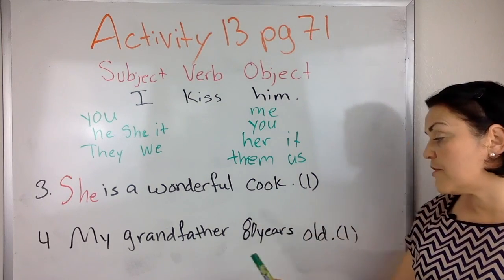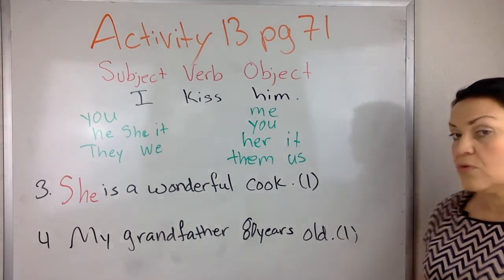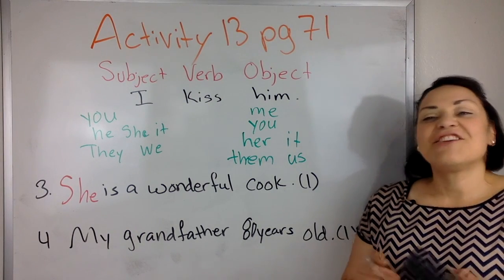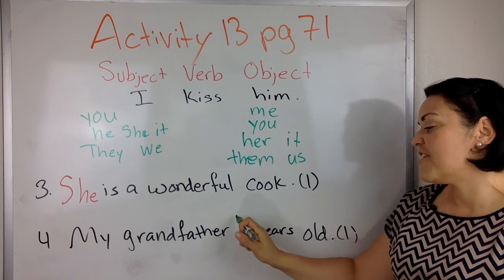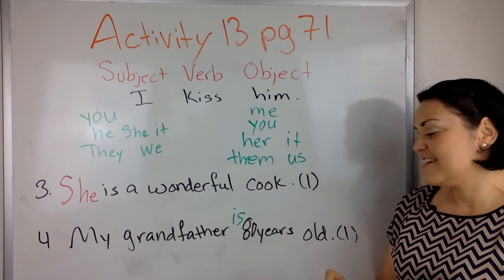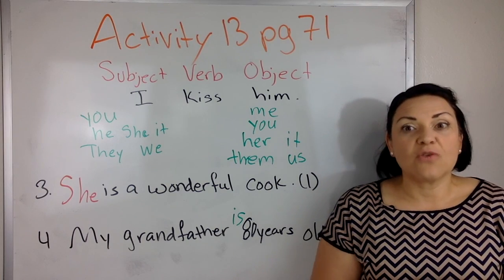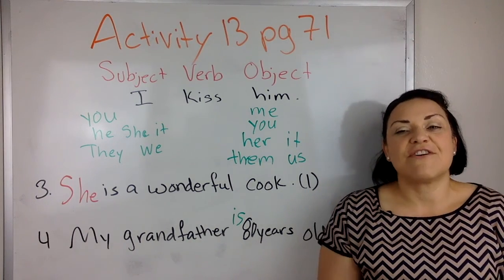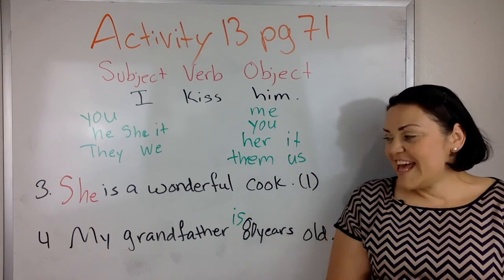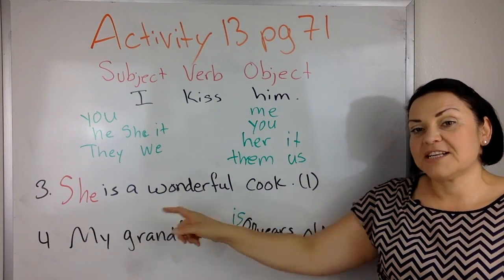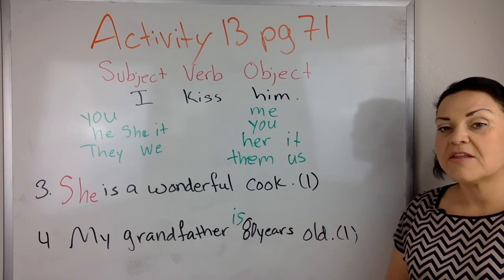Let's look at the next one real quick. My grandfather, 80 years old. What's missing? Right. The verb is missing. My grandfather is 80 years old. So when I look at a sentence, I always look for the verb. And then after the verb, I see what's on this side, the subject. And then after the verb, the object.